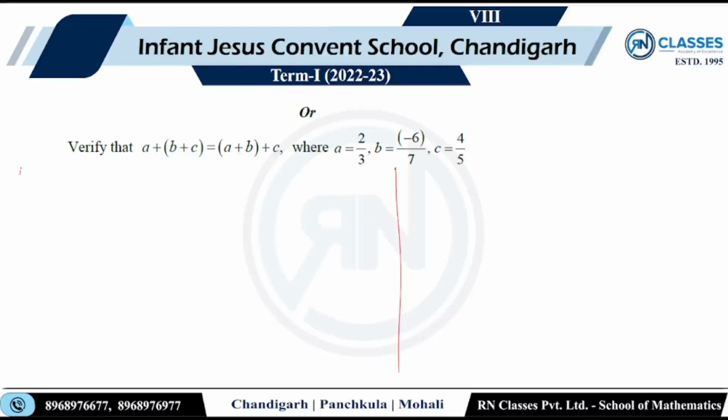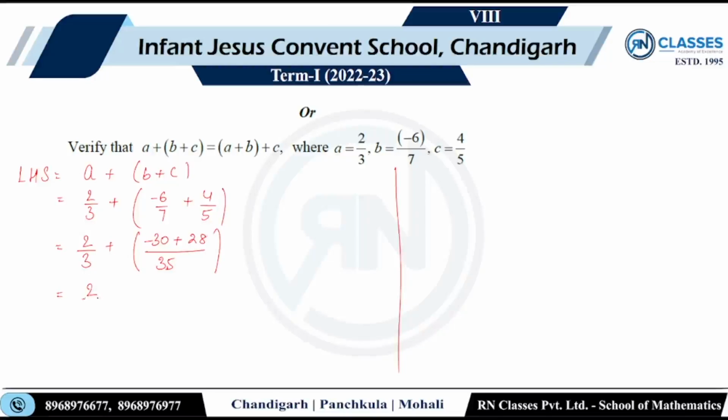So I will take it as LHS. A plus B plus C has to be filled in first. So A is 2 by 3 plus B is minus 6 by 7 plus 4 by 5. Of course, I know what I have to do. I have to take the LCM. So that would be 35. That would be minus 30. 7 4 is 28. Right? Not a difficult task.